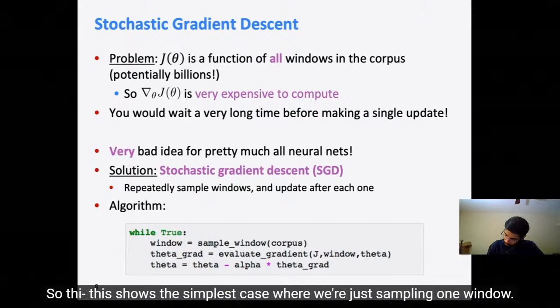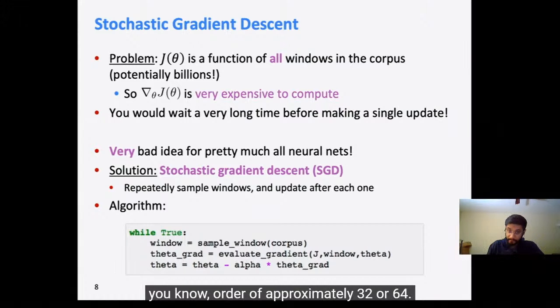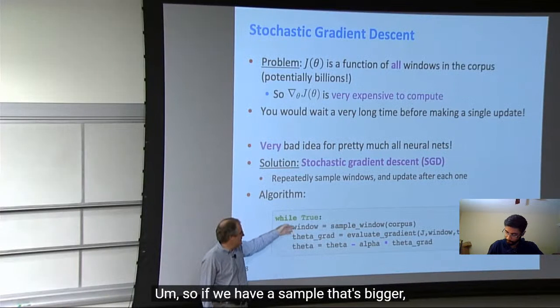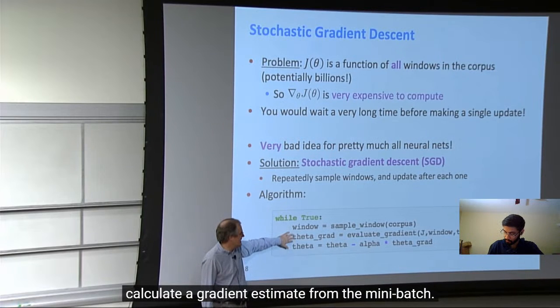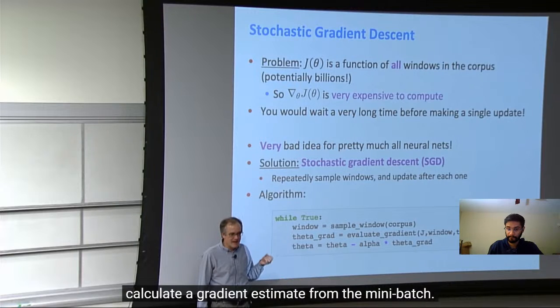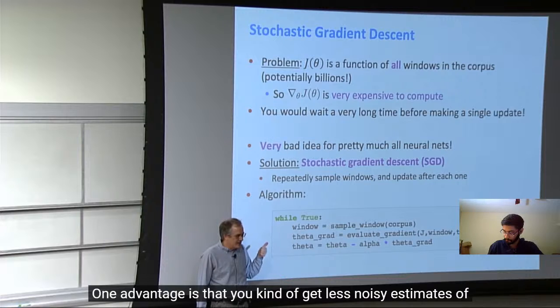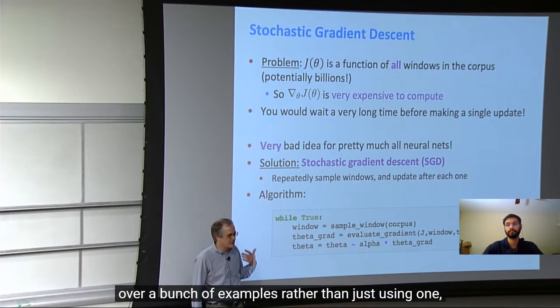So this shows the simplest case where we're just sampling one window. In practice, that's not what we normally do. We normally sample a small bunch, approximately 32 or 64. If we have a sample that's bigger, that's generally referred to as a mini batch, and we calculate a gradient estimate from the mini batch. So that has two advantages. One advantage is that you get less noisy estimates of the gradient because you've averaged over a bunch of examples rather than just using one.